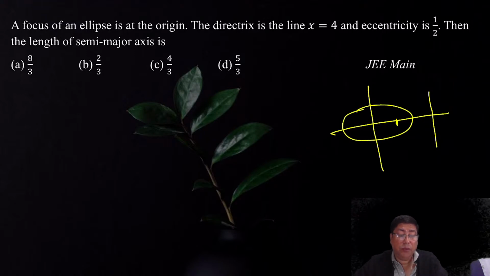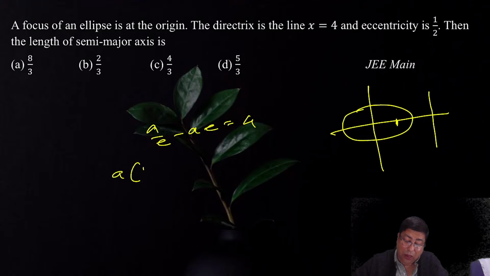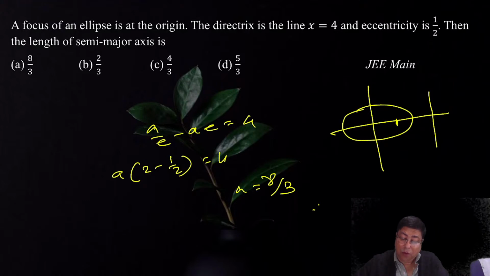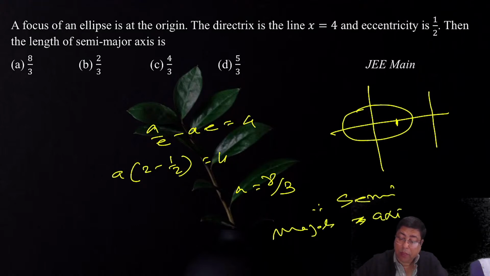The perpendicular distance of the directrix from the focus is a by e minus ae. Distance between focus and directrix is a by e minus ae. So we can write a by e minus ae equal to 4. Therefore, a into 2 minus half equal to 4. So a equal to 8 by 3. So semi-major axis is a, the reason is that 2a equal to major axis. So semi-major axis equal to 8 by 3. Next, let us go to the next sum.